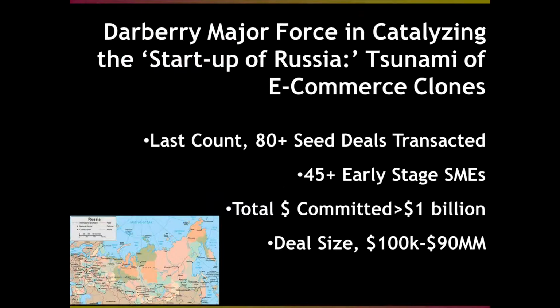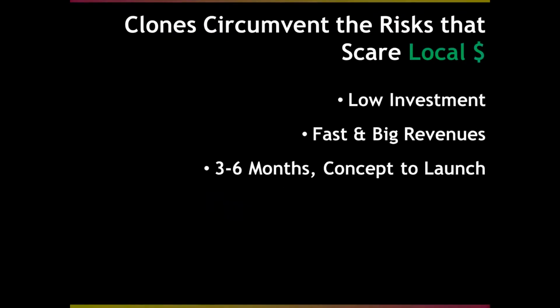But the technology risk was essentially, could these guys localize the Groupon clone to the Russian market, which they did. And what it created in Russia and a number of other countries, and this is data as of about 2 months ago, at last count there were over 80 deals transacted, and 45 early stage SMEs with total capital over $1 billion, with a deal size of between $100,000 and $90 million. And some of these clones actually have raised big money to deploy their business model.